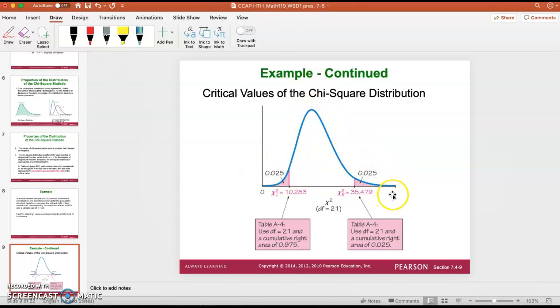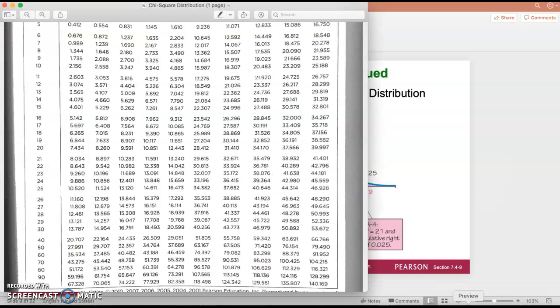So here's a chi-square distribution for degrees of freedom of 21. Notice our left critical value here is 10.283, and then our right critical value is 35.479. And both of these have tail values 0.025, just meaning that we've got this middle 95%, again here for a 95% confidence interval. Now, how you find these critical values from the table is like this.